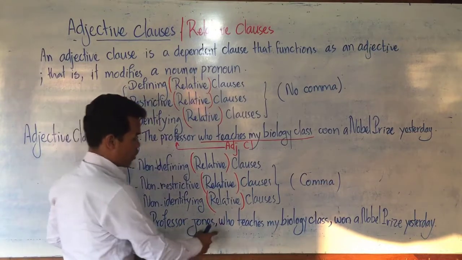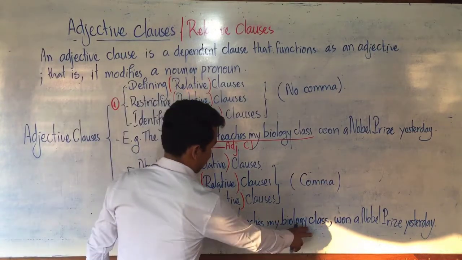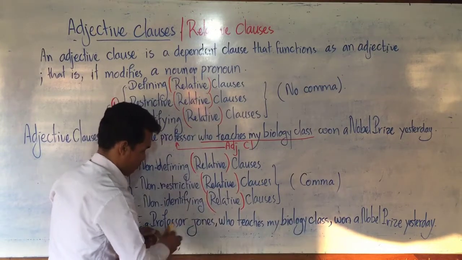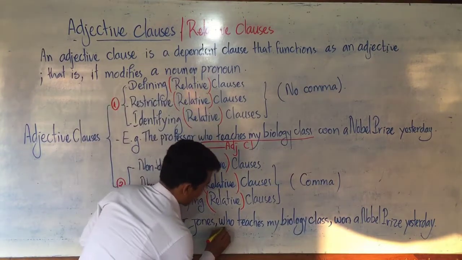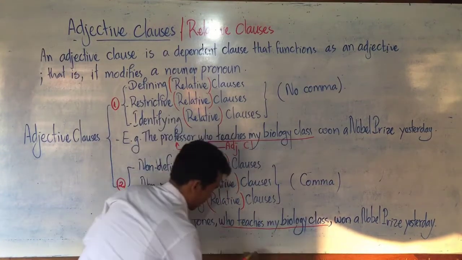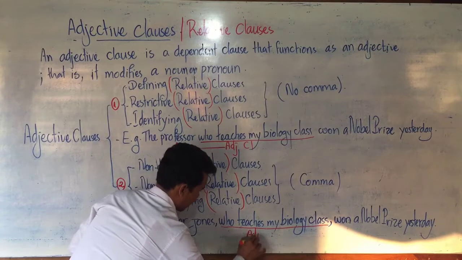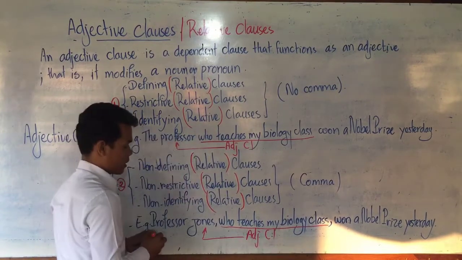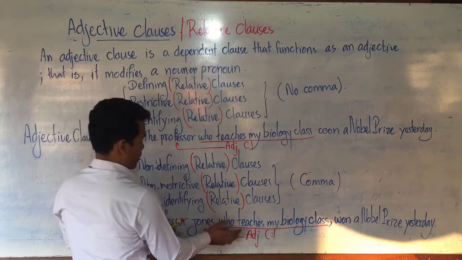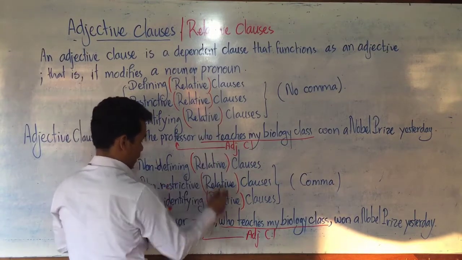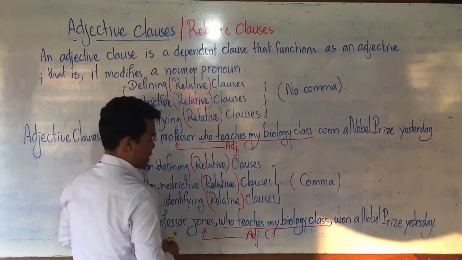Professor John, who teaches my biology class, won a Nobel Prize yesterday. So the adjective clause starts from "who" here, but this clause has a comma, the first and the second comma, so it is called an adjective clause modifying Professor John. But the difference between this one and the first one is that only one has commas and the other is without commas.